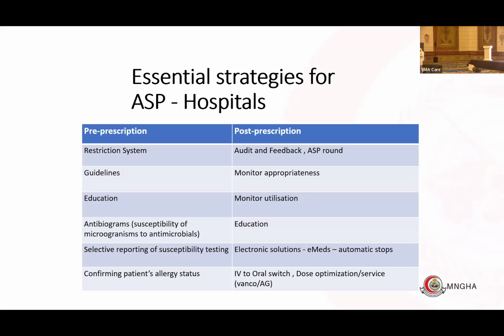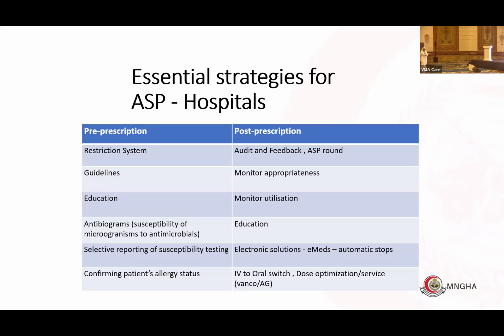Before I start an antibiotic, I will look at our antibiogram. Right? This is a strategy before starting antibiotics: selective reporting of susceptibility testing. A urinary tract infection came to you and everything is sensitive. Why do I need to use a broad spectrum? It's sensitive, for example, to cefazolin or cephalexin.